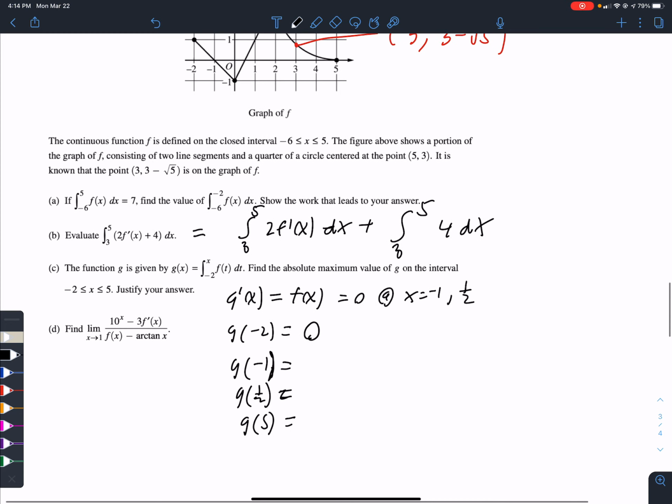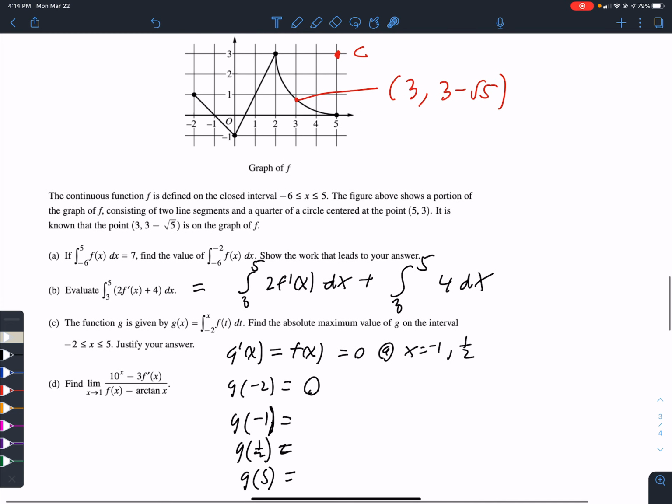Well, let's go G of -1. We'll do one at a time. So I want to integrate from -2 to -1. Okay? So I'm starting here and going right. The net area is going to be 1/2. It's the area of a triangle, 1/2 base times height, which is just 1/2.